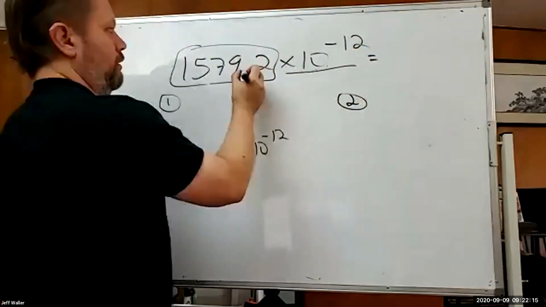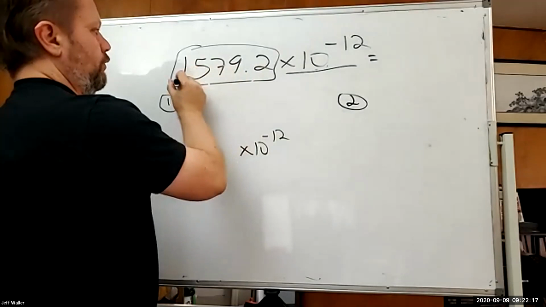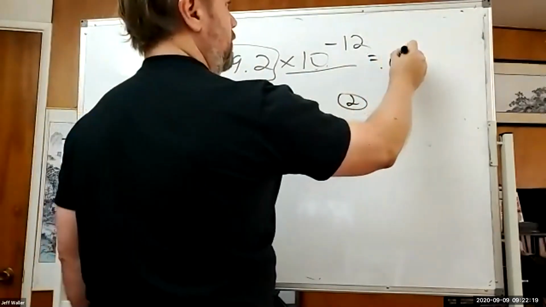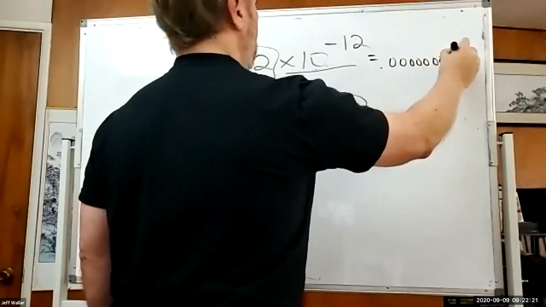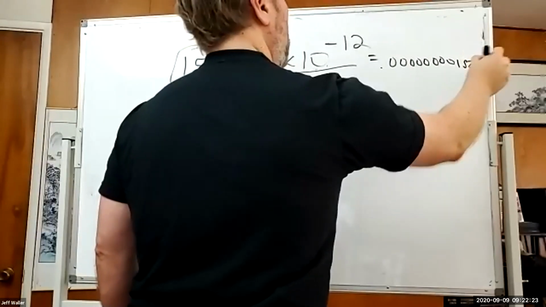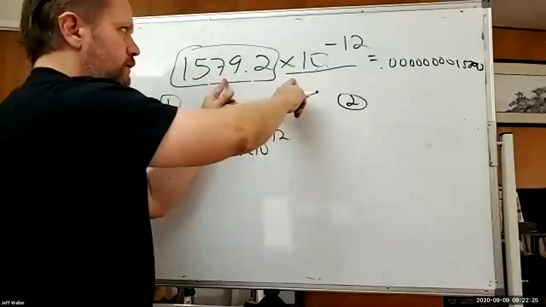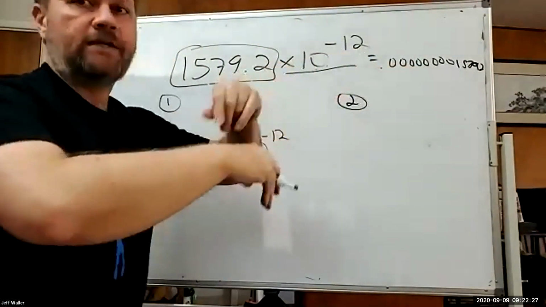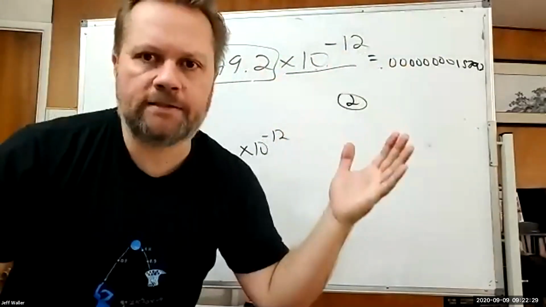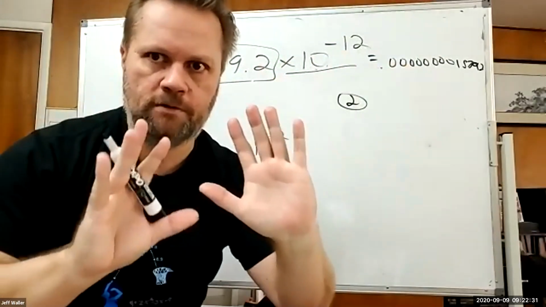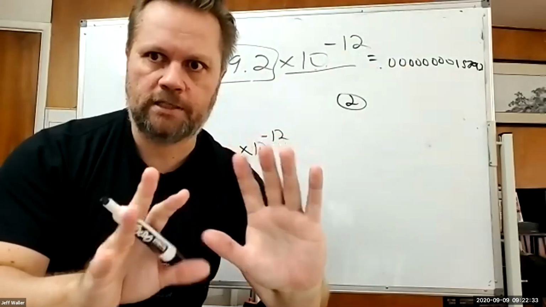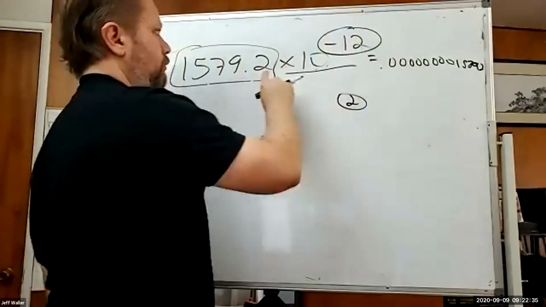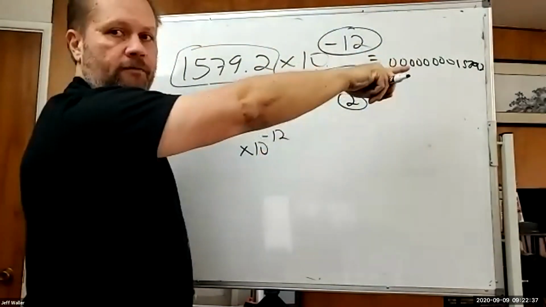I'd have to move it back 1, 2, 3, 4, and then 8 more places. 8 more spaces, right? Yeah. 5, 6, 7, 8, so 1, 5, 7, 9, 2. That's just converting this into what the book calls a decimal number, which just means not scientific notation. You guys with me? That's what that power tells you to do: move the decimal back 12.